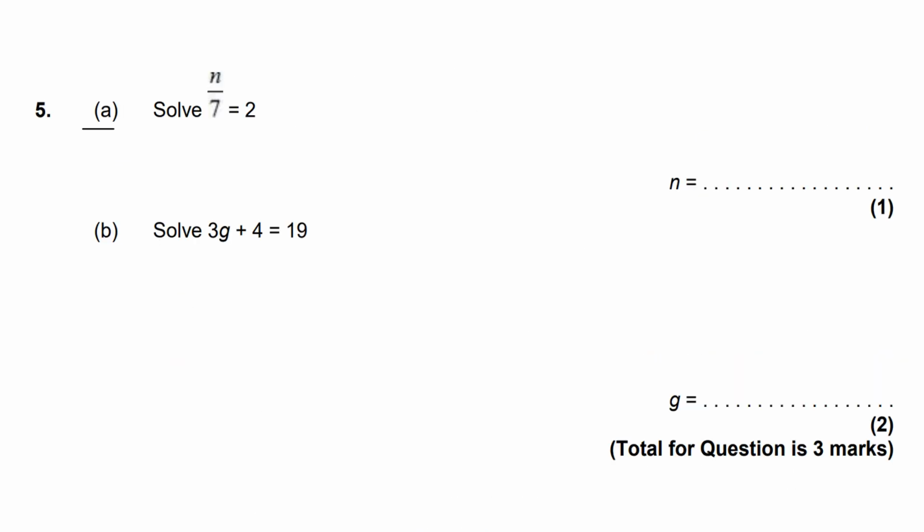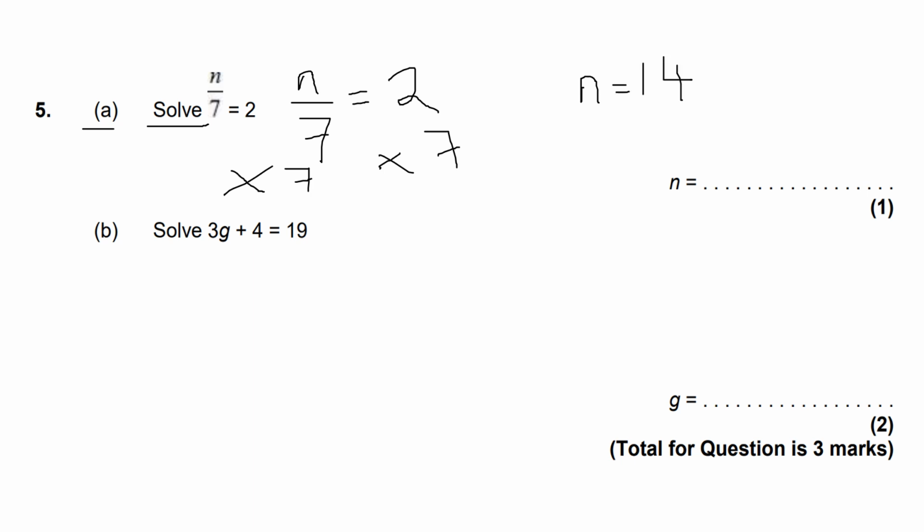Question number 5. Solve n sevenths equals 2. So n over 7 equals 2. Again, that fraction line means a division. So I'm going to times by 7 on both sides to isolate and get n by itself. We have n equals 2 times 7, 2 lots of 7, guys, and we get 14. So n is equal to 14.